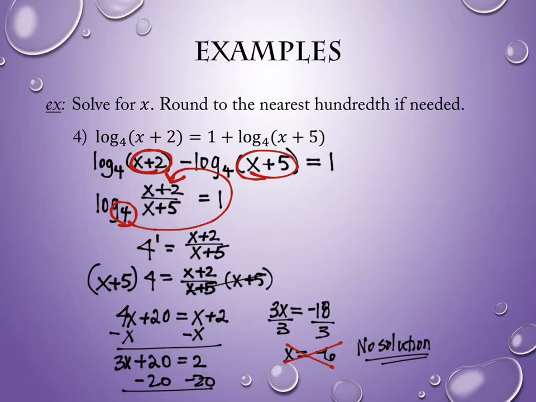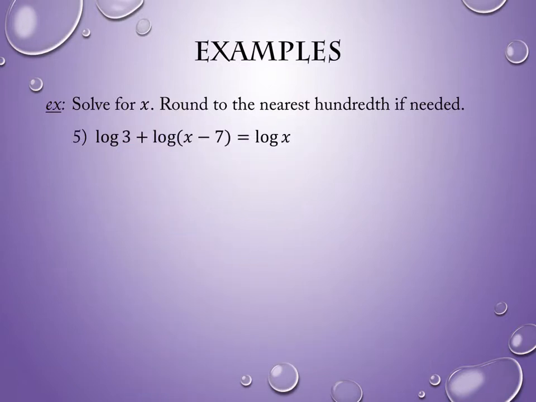All right. How is this problem different? There's 3 logs, but not only is there 3 logs, but there's also no constants. Do you see how every term is a log in this one? Okay, so that's actually super friendly. So let me show you why. We can combine the 2 logs that are on the left, correct? How would we combine those? With multiplication. Cool. So I've got log 3 times x minus 7 equals log x.